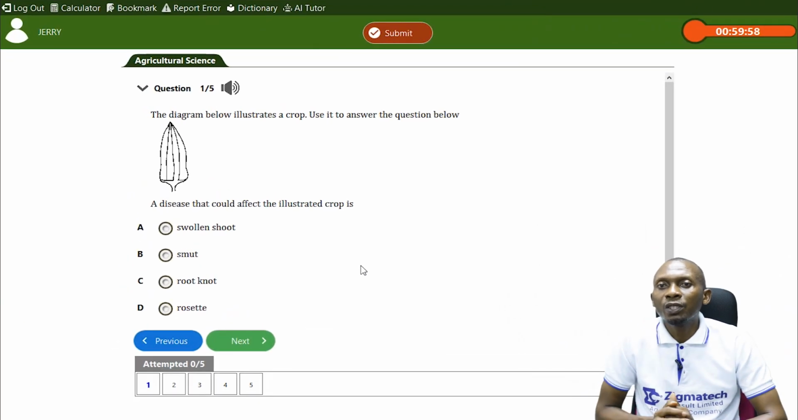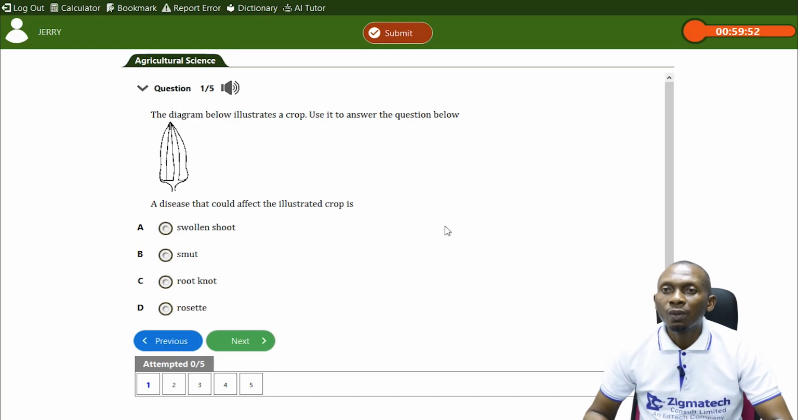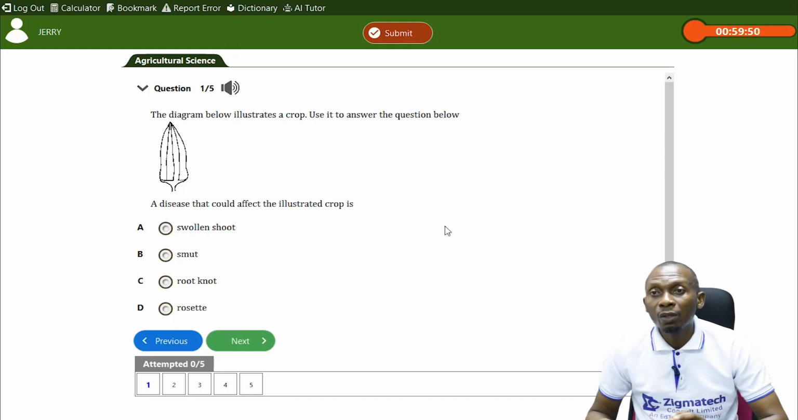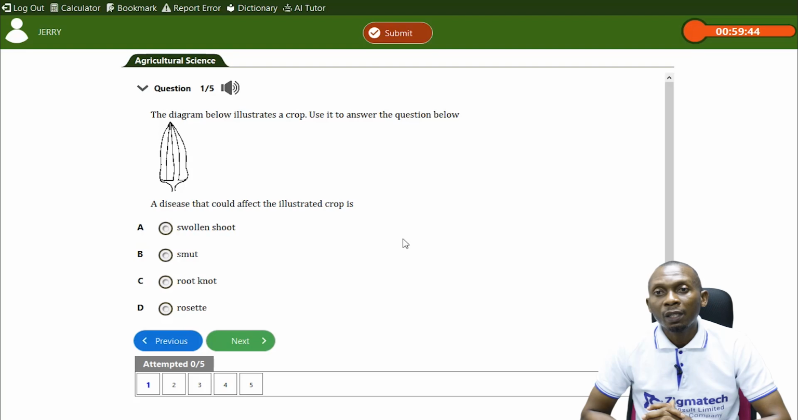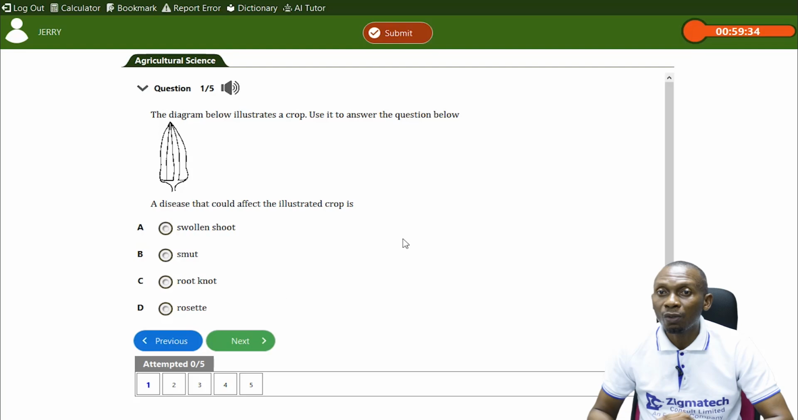Okay, starting with this question, it says the diagram below illustrates a crop. Of course, that's okra. Use this diagram to answer the question: name a disease that could affect the illustrated crop. Here, of course, the options are swollen shoot, which affects cocoa, smut, which affects maize and rice, rosette, which affects groundnut, and root knot, which affects okra. So the answer here is root knot.